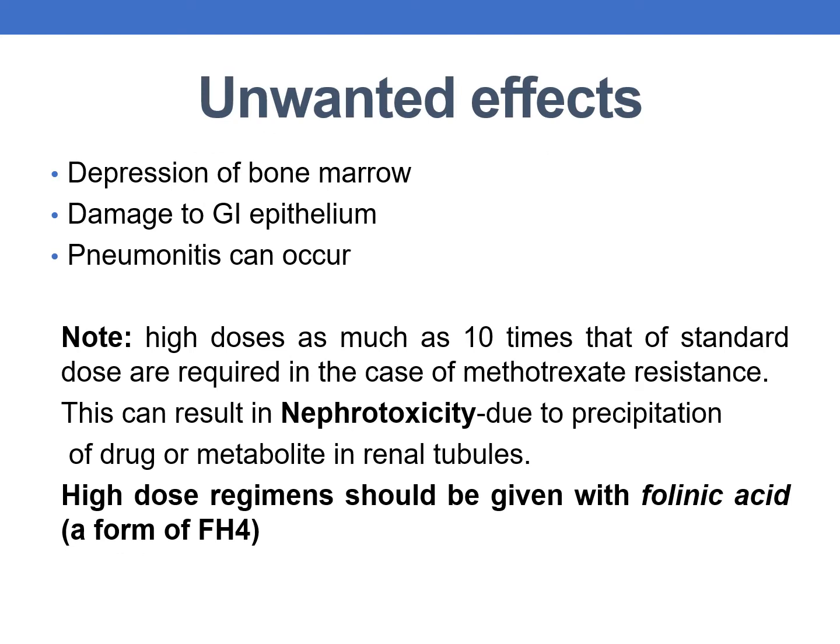Coming to the unwanted effects, depression of bone marrow, damage to GI epithelium and pneumonitis can occur. One more important point is high doses as much as 10 times that of a standard dose are required in the case of methotrexate resistance. And this can result in nephrotoxicity due to the precipitation of drug or metabolite in renal tubules. So high dose regimens should be given with folinic acid, which is a form of FH4.